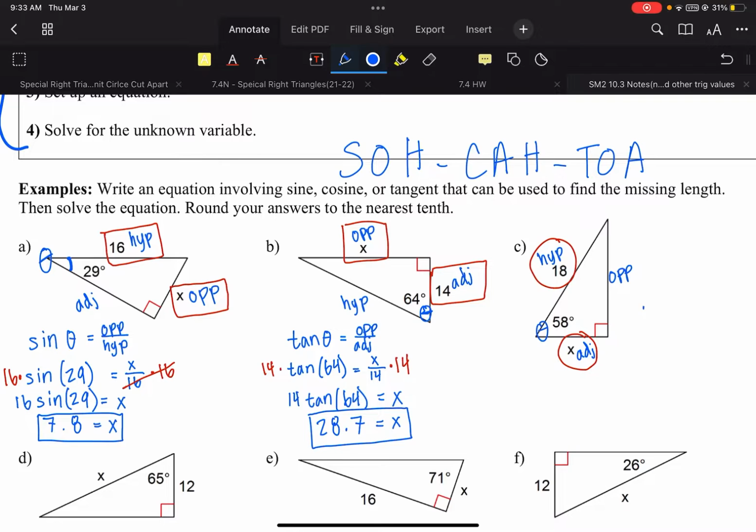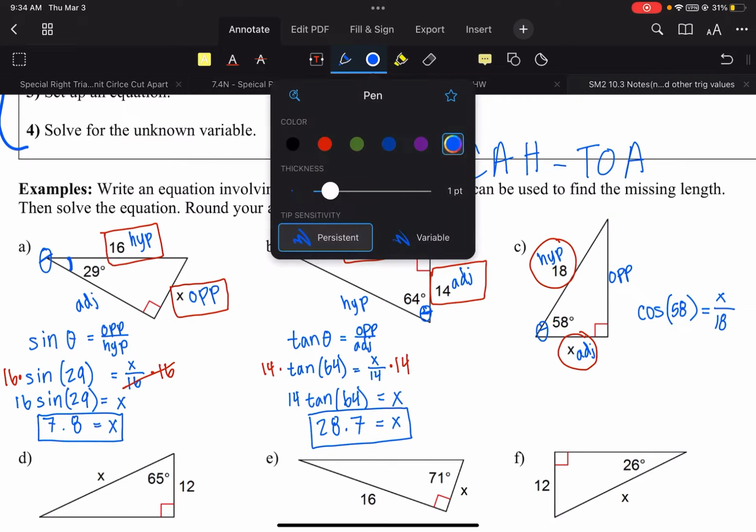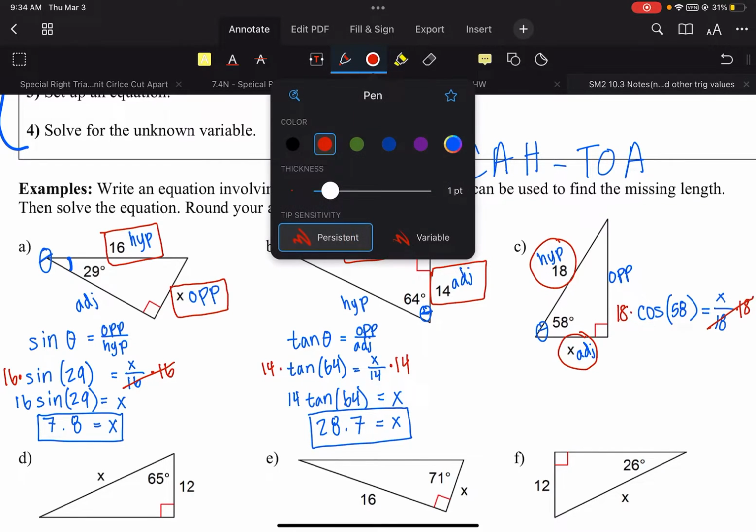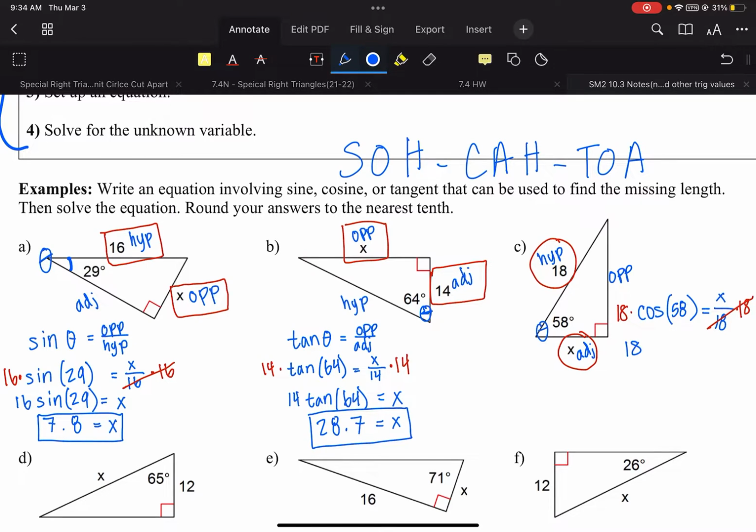Let's do it over here. So the cosine of my angle, cosine of 58, is equal to the adjacent side length over the hypotenuse. I'm going to get rid of my fraction by multiplying both sides by 18. So then 18 cosine of 58 is equal to x. Okay, so my x is equal to 9.5.